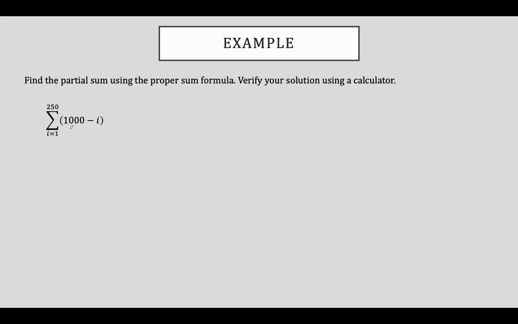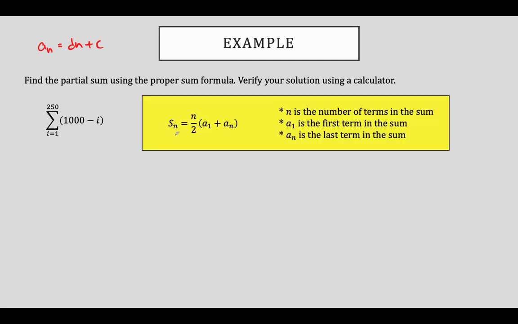Okay, note that this is a linear format. We have a subscript n equals d times n plus c. But in this particular case, our c is just written first, and d, the coefficient in front of the i, or the slope of this linear sequence, is -1. So yes, this does have a linear format. Our consecutive terms would have a common difference. Therefore, we can use our sum formula for a finite arithmetic sequence.